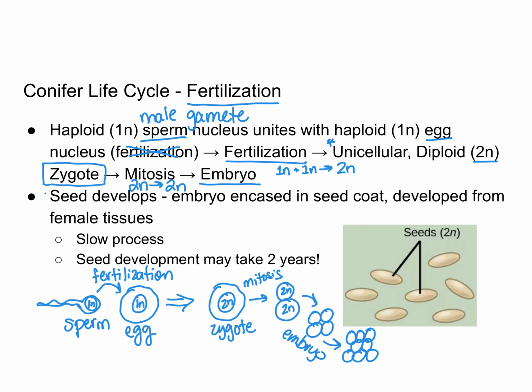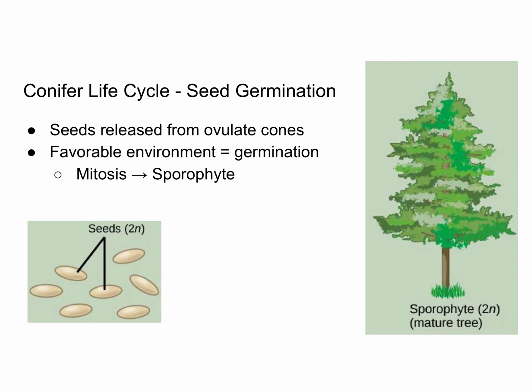A seed coat is then going to develop around that embryo, and the seed coat comes from the female tissues of the female gametophyte. Now, seed development is a really slow process in conifers, and it might take up to 2 years in order to actually produce the seeds. So after a seed is produced, it is released from the ovulate cones. Remember, the ovulate cones are just the female strobili.